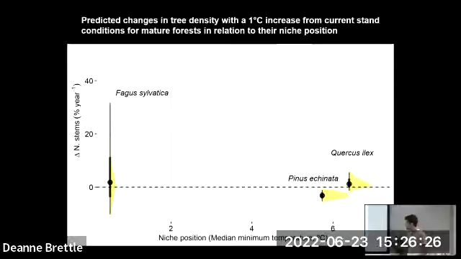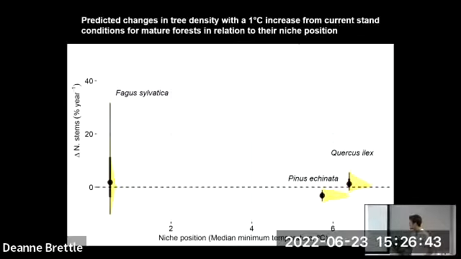To answer our hypothesis, in these predictions we just increase 1 degree in temperature from current stand conditions for all the plots containing one of these species. And these are just for mature forest.